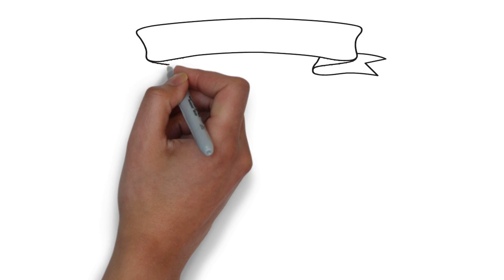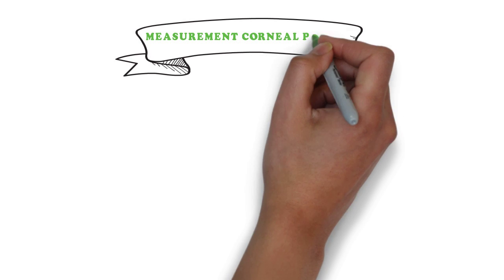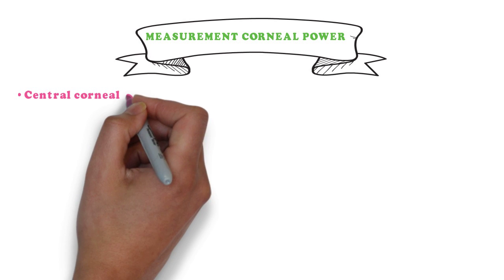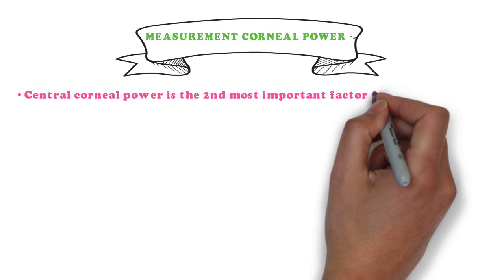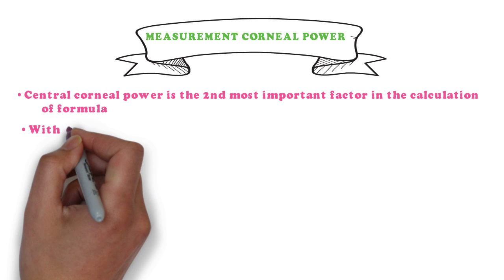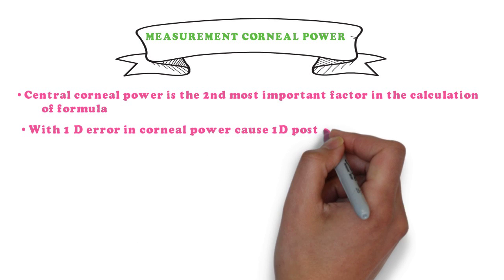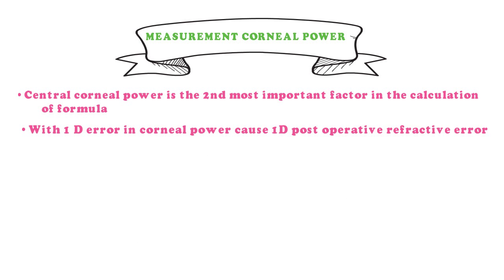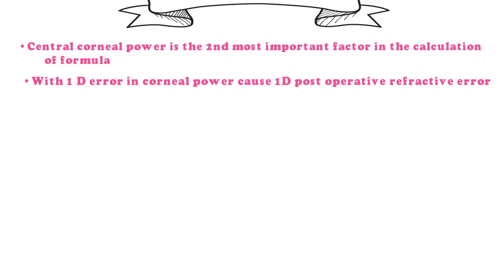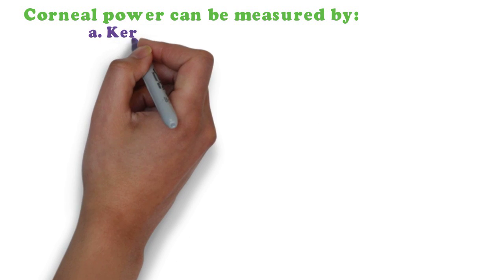Now we are going to study about measurement of corneal power. Central corneal power is the second most important factor in the calculation of formula. One diopter error in corneal power causes one diopter postoperative refractive error. Corneal power can be measured by a keratometry.